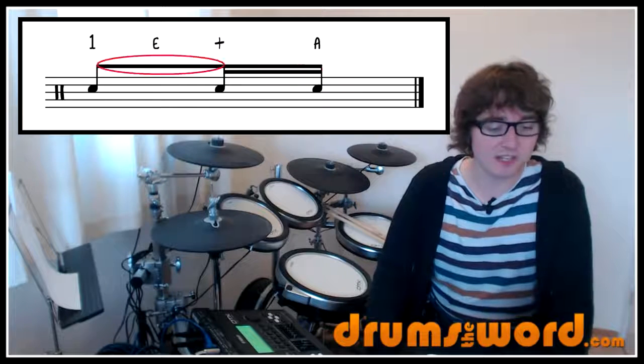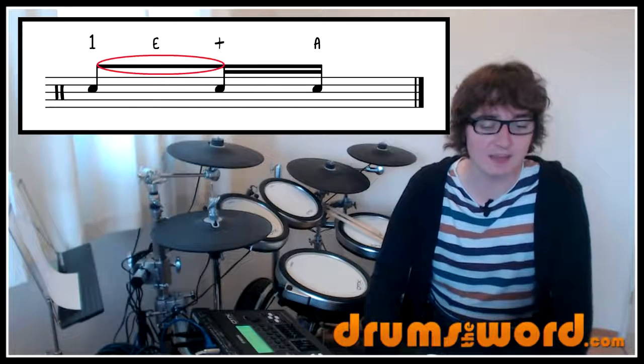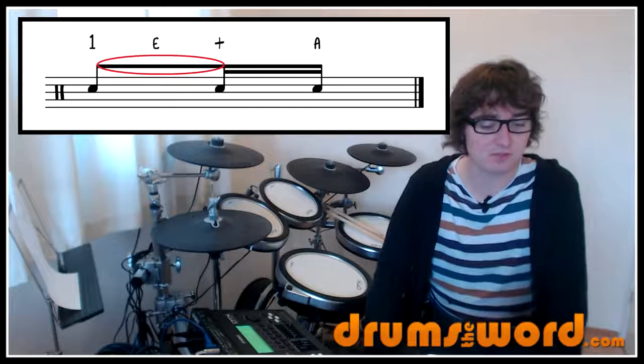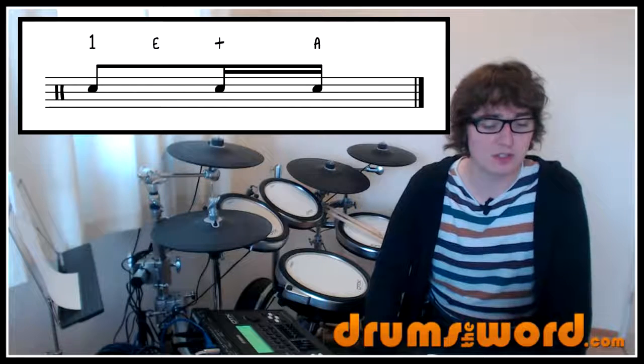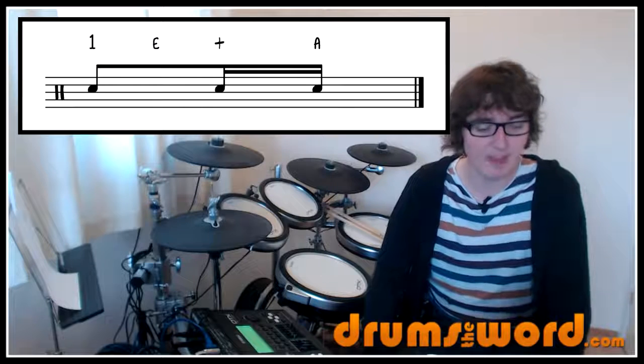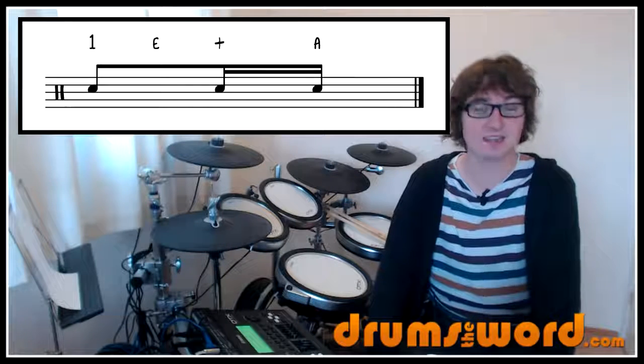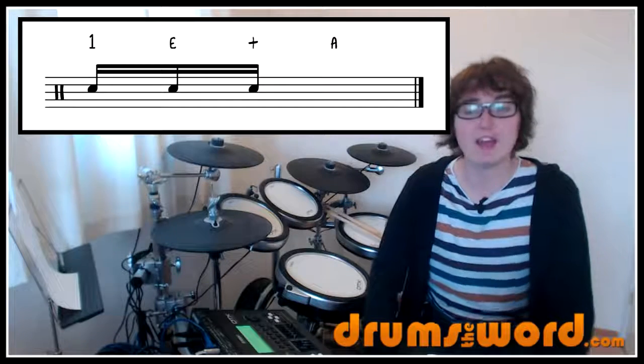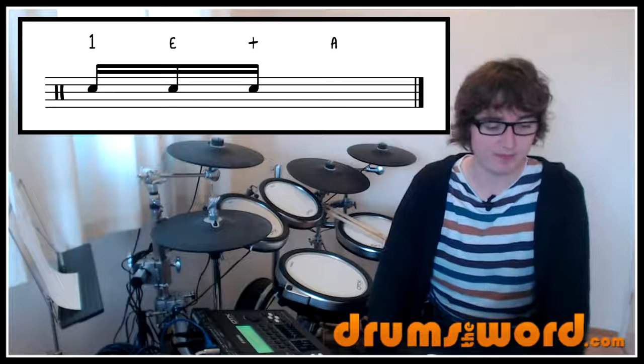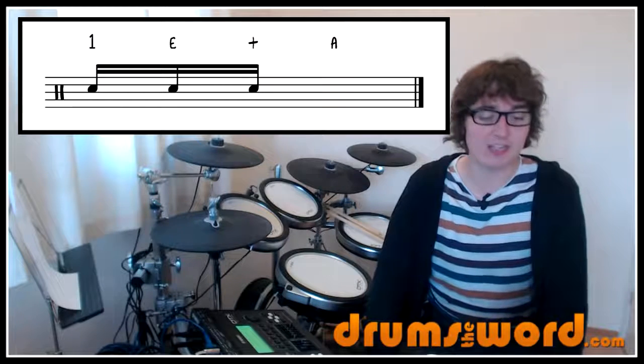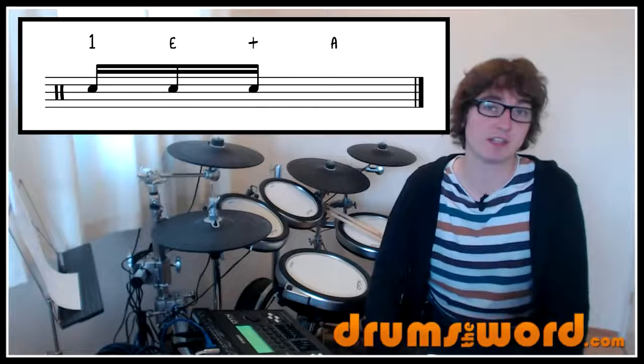Notice also that a single tail has been used to join the 8th note to the two 16th notes. If two tails were used to join all three notes together, then the 8th note would become a 16th note like this, and therefore the rhythm would change. To see how the rhythm would change, let's first go back to the way it was first written.